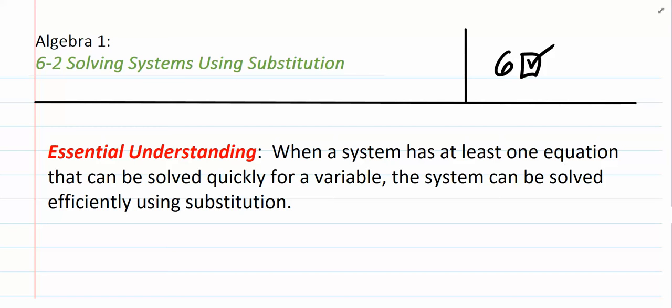Here is the essential understanding. It says this: when a system has at least one equation that can be solved quickly for a variable, the system can be solved efficiently using substitution. I want to highlight the word quickly here. That's the whole key to this, because if you can't do it quickly, then you might want to try a different scenario, which we'll talk about in the next section. But for right now, this is where we're going.